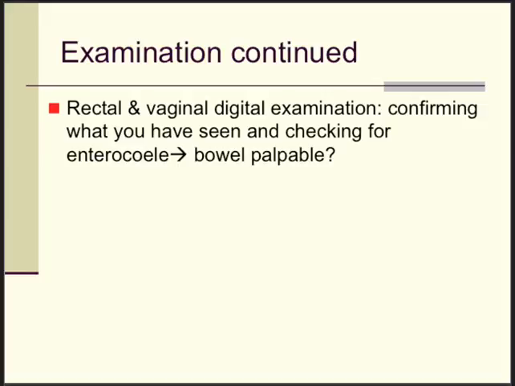After thorough and systematic inspection, we will do a combined rectovaginal digital examination, mainly to confirm what you have seen already. In particular, sometimes we can feel the enterocele appearing in the posterior vaginal wall between the rectum and the vagina. The bowel, the small bowel, might be palpable, pointing at an enterocele.